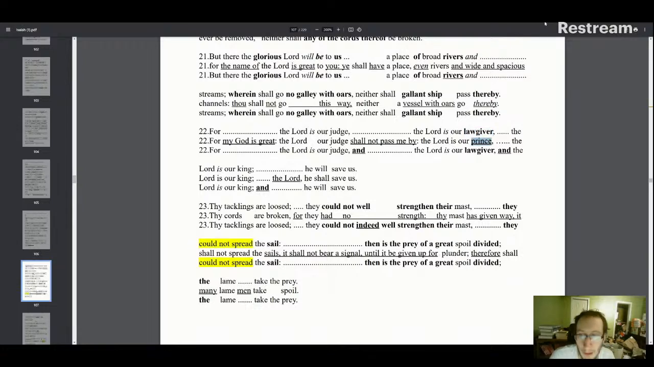And let's check the Hebrew for that. Verse 22. Our lawgiver. It is a different word. It's not the word for Torah. It's, let's see, what did they say the word is? Whoops, 1 second here. They say it's hachek. Hachek. It basically means decrees, or the one who makes decrees. So the Lord is our decreer. He decrees for us. He makes laws for us.